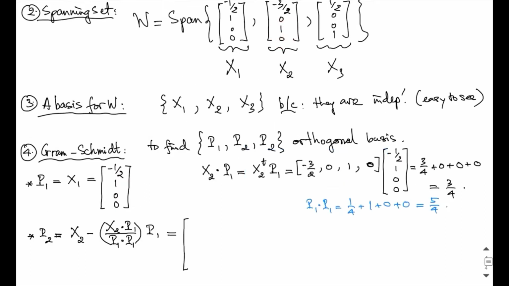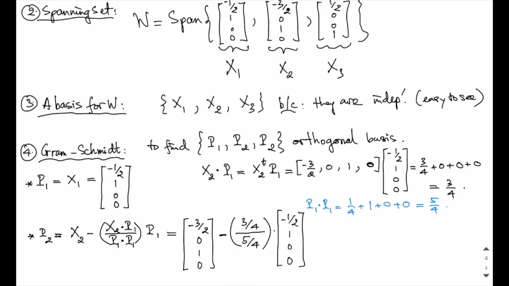X2, this is X2, right, negative 3/2, 0, 1, 0. And then you subtract by a scalar. That scalar is the ratio between X2 dot P1, which is 3/4, and P1 dot itself, which has been found to be 5/4. And then you will scalarly multiply this scalar with P1. P1 has been found in the previous step, negative 1/2, 1, 0, 0.